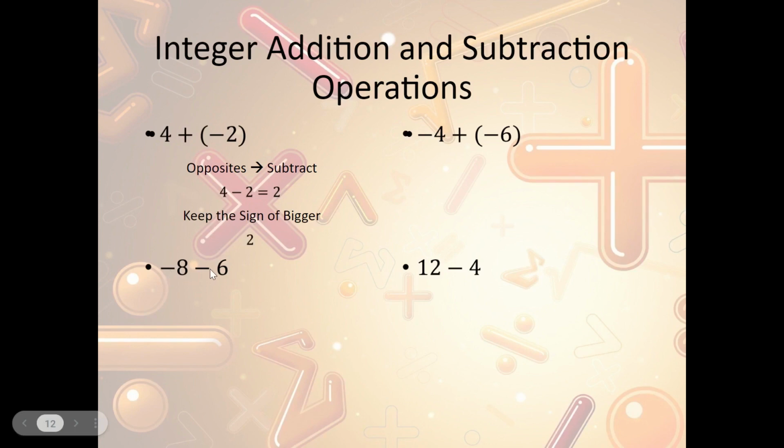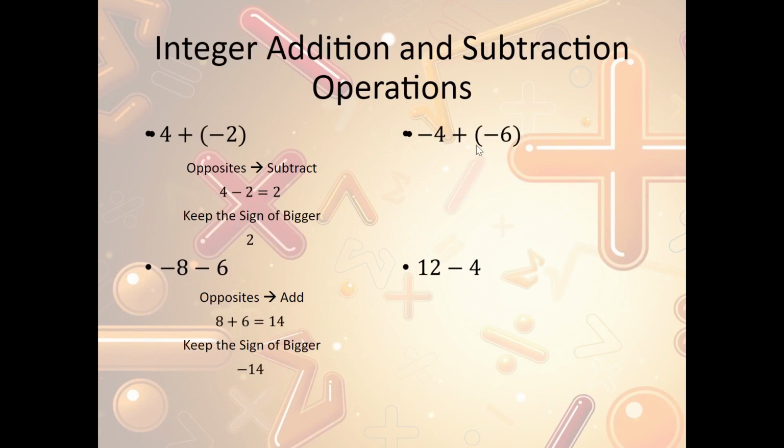Now let's look at this one. We have negative 8 minus 6. So again, they are opposites. We have a negative minus a positive. So we have opposites, so we're going to add them. So 8 plus 6 is 14. Keep the sign of the bigger number. The bigger number is 8. So we should end up with negative 14.